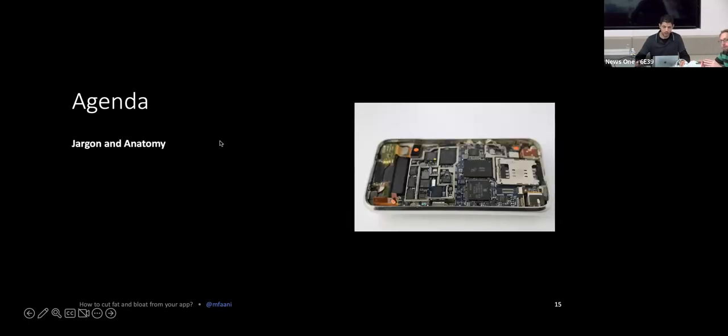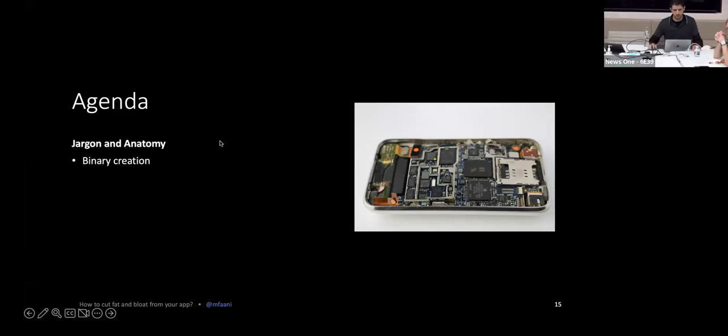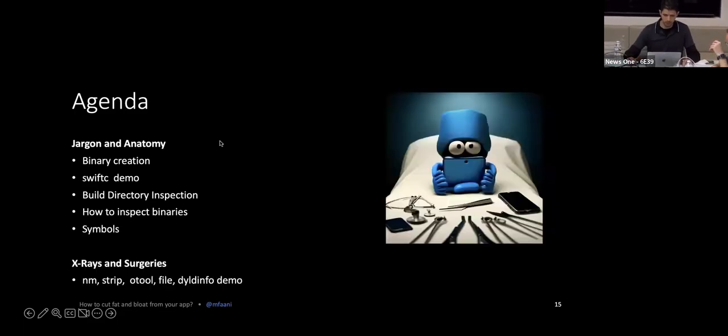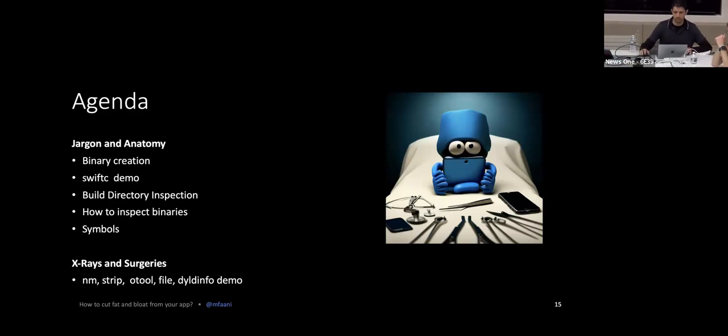So the agenda for today is some jargon and anatomy. We're going to figure out how we create a binary. We're going to do a swiftc demo, which is a Swift compiler demo. We're going to do some build directory inspection. We're going to do some inspection on the binaries themselves. We're going to talk about symbols. And then we're going to segue into how we can have some X-ray vision and do some surgeries using some tools: nm, strip, otool, file, dyldinfo.